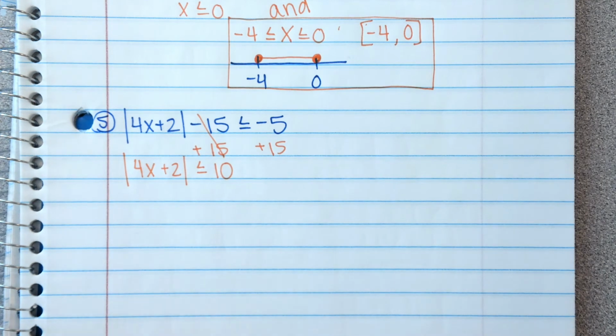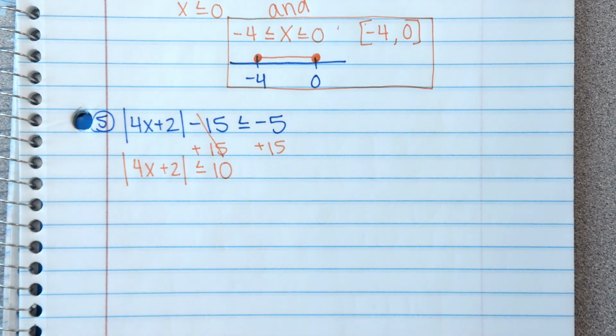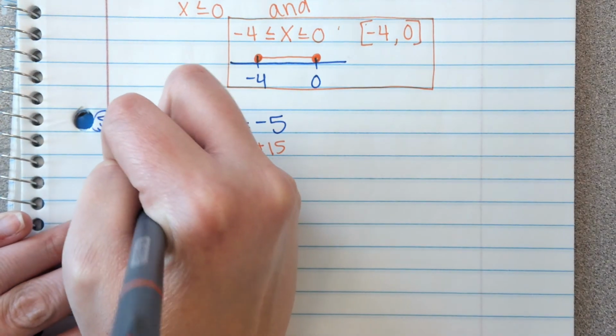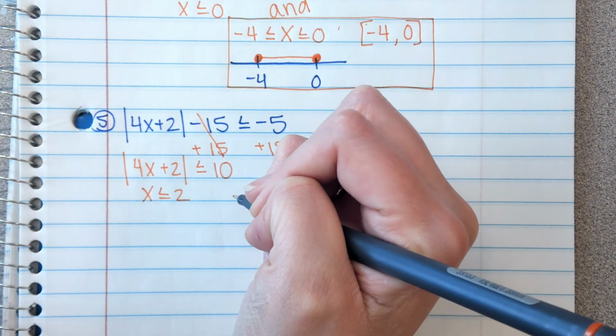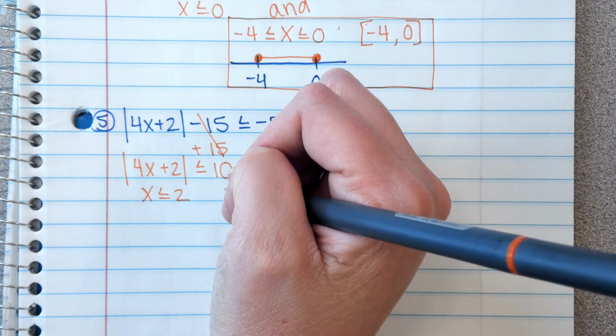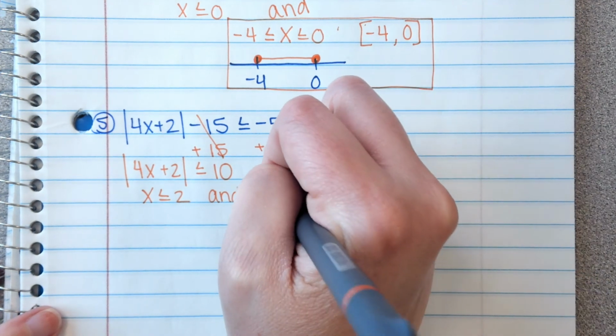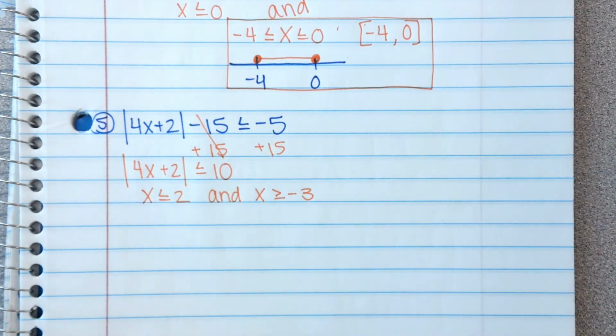Okay, so hopefully you've had a chance to try these on your own. I'm not going to work out the whole problem for you this time. I'm just going to give you the solutions that you should have. You should have x is less than or equal to 2, and x is greater than or equal to -3. Okay, sorry about that. I was getting my notes mixed up.